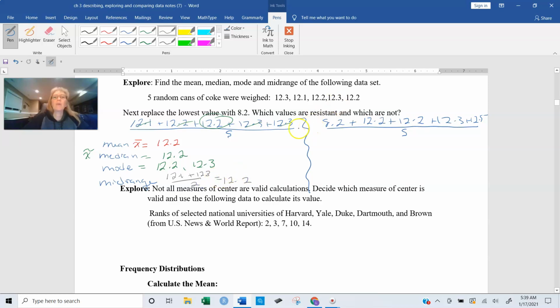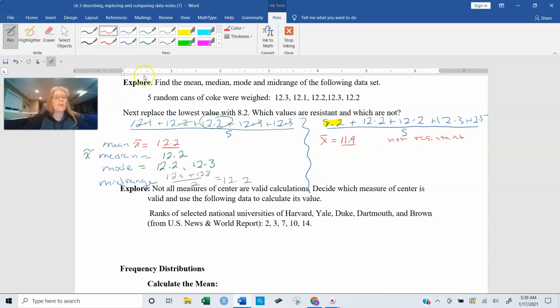Now next they said, hey, replace your lowest with 8.2. So over here, we replaced the 12.1 with an 8.2. This is to help demonstrate resistance. So when you calculated your mean, and you added and you divided by 5, you should have gotten 11.4. See how they are very different? Since they are very different, it is not resistant.